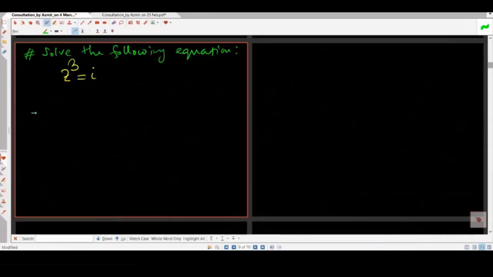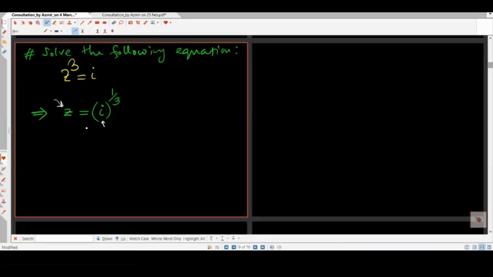First of all, we need to keep only z on the left side. If we do this, on the right side we will have i to the power 1 over 3. So this is the first step, what we learned in our last session. So z cubed equals i. Our step 1 is to keep z on the left side, and on the right side you will get i to the power 1 over 3.